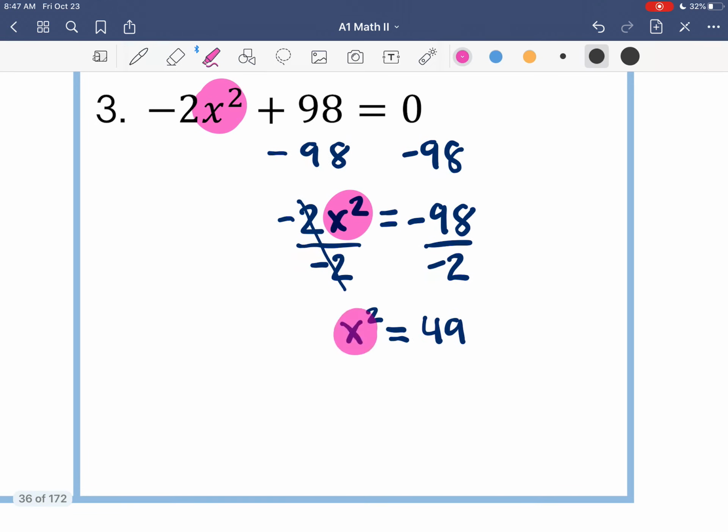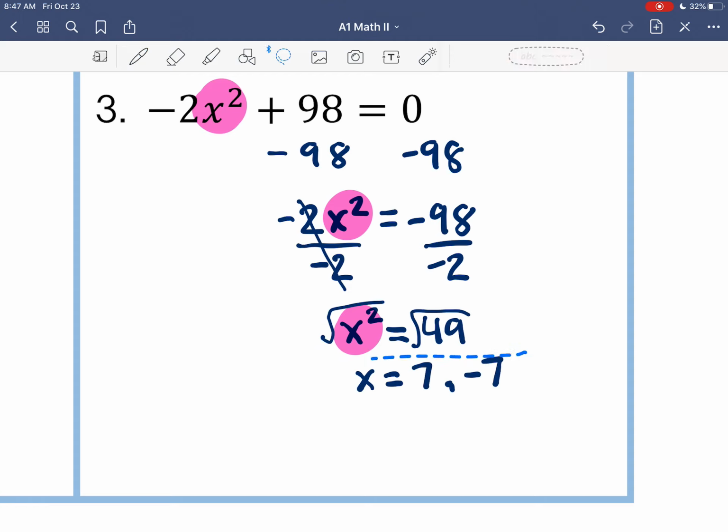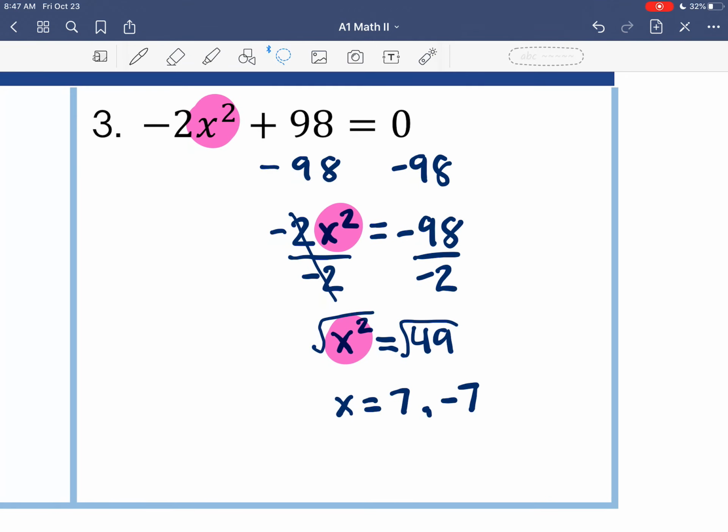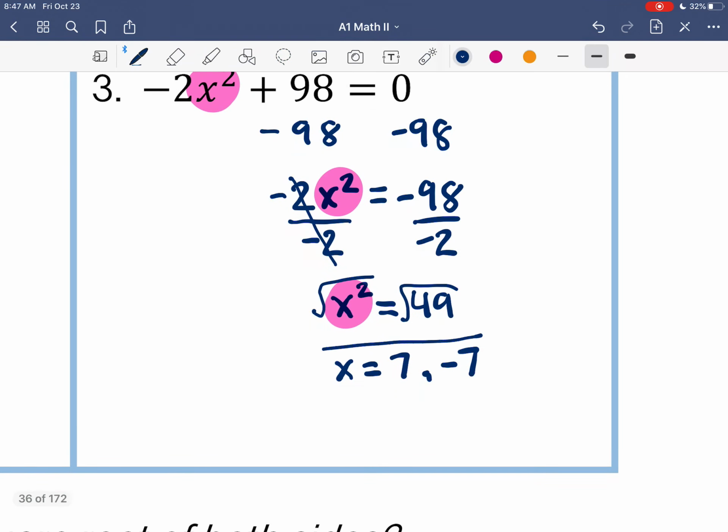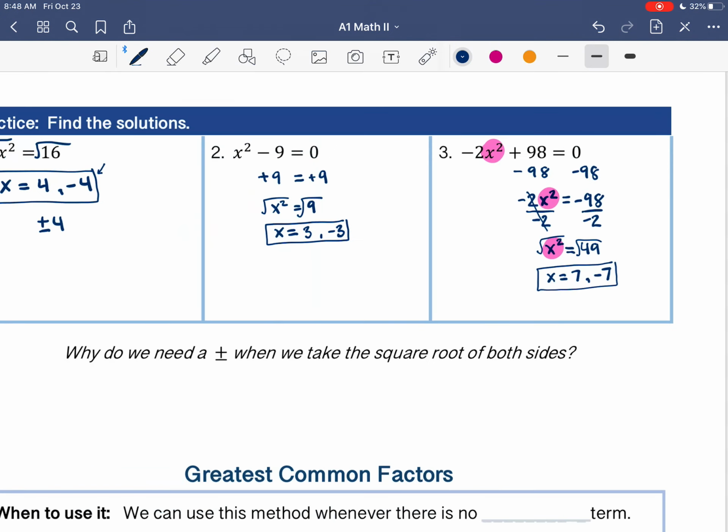And now that it's isolated, we can square root both sides, and we will get x equals positive 7 or negative 7. And feel free to use a calculator to square root things if you're not super familiar with all of these square roots. I'm just familiar with them because I do this a lot, so there's no shame in using a calculator. Just keep in mind that the calculator will say positive 7, but negative 7 is also a completely valid answer, so please don't forget that. Okay.